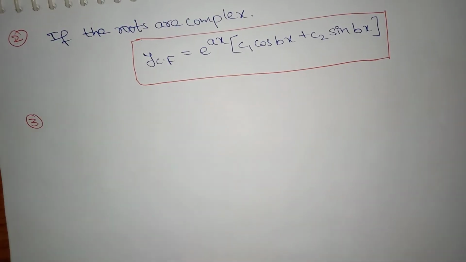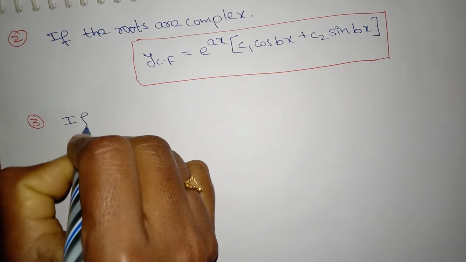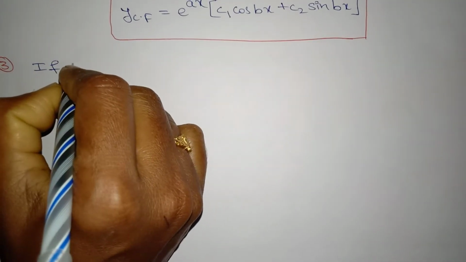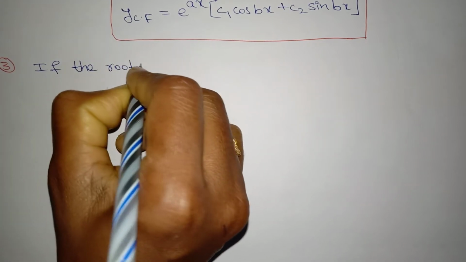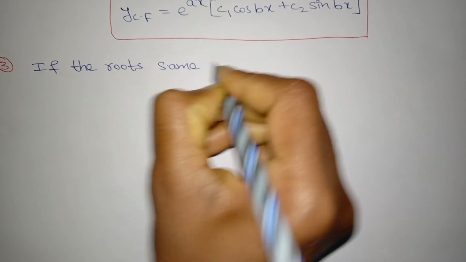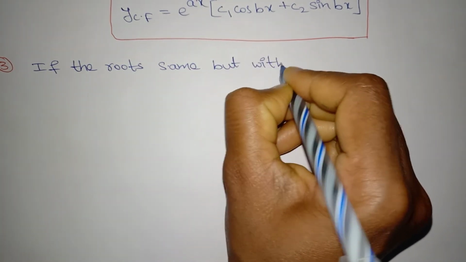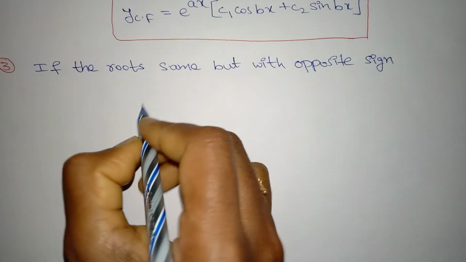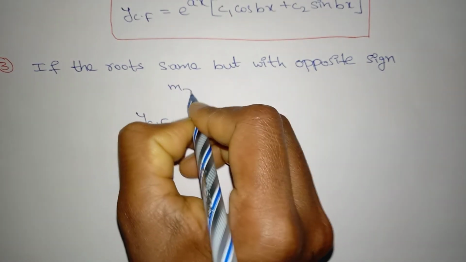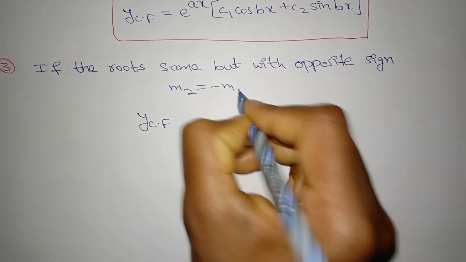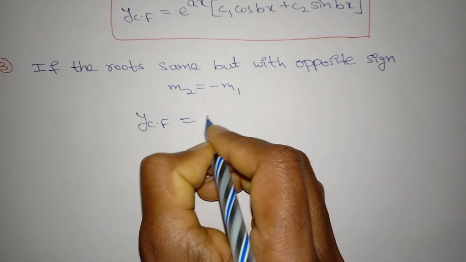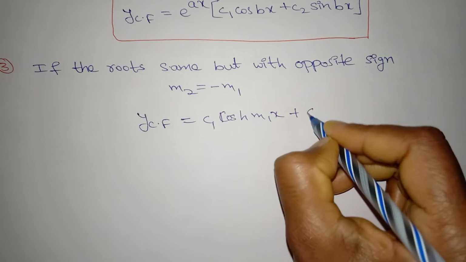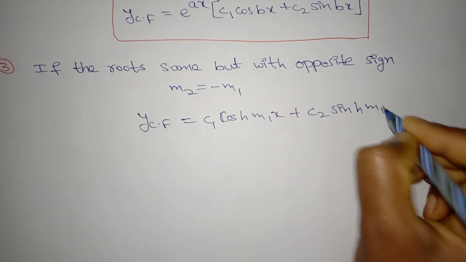Third rule, if the roots are real and distinct, the same but with opposite sign, that is, if m2 equals minus m1, then the complementary function will be written as c1 cos hyperbolic m1x plus c2 sin hyperbolic m1x.